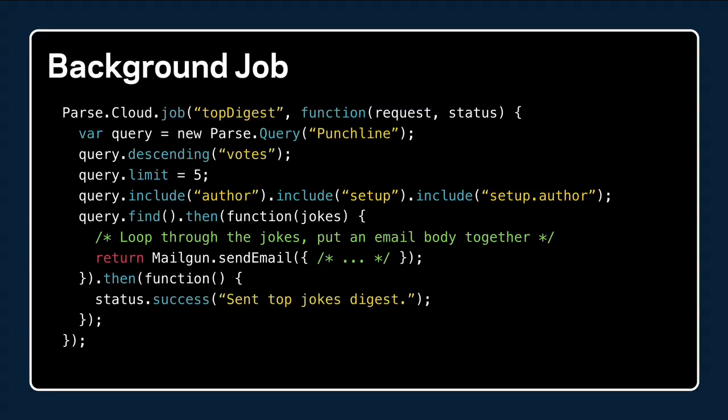So here we're calling query.include, we want the author, then we call .include, we want the setup, and you can even use dot notation to include objects in objects you're including. So we will include setup.author. Then you run find, and you get an array of all the top 5 jokes. So let's assume that we've looped through here and put an email body together, and then we're going to use Mailgun to go ahead and send that email out.